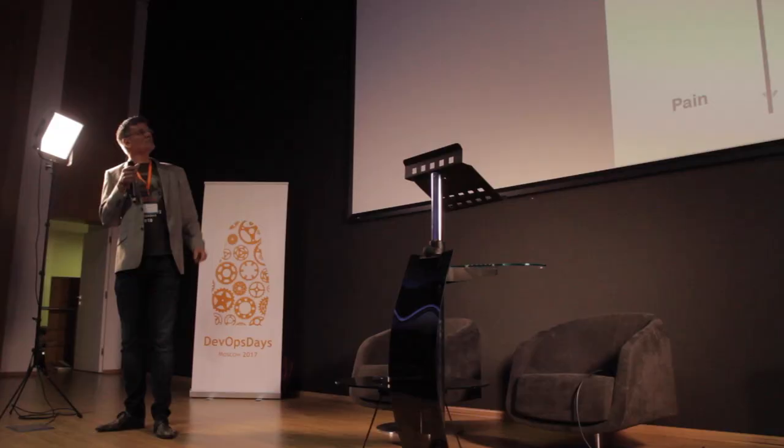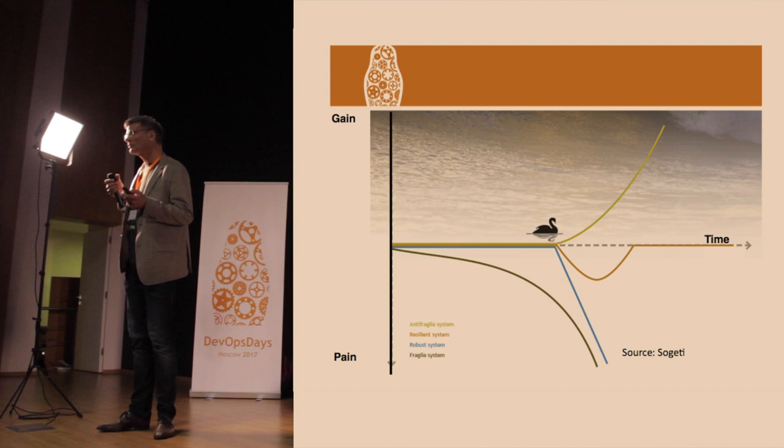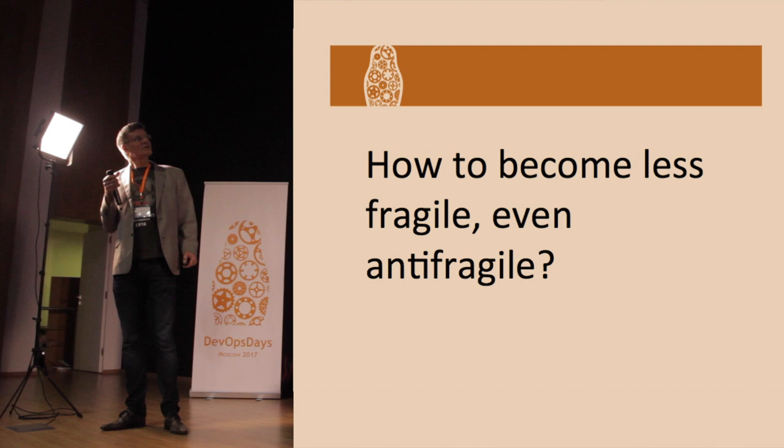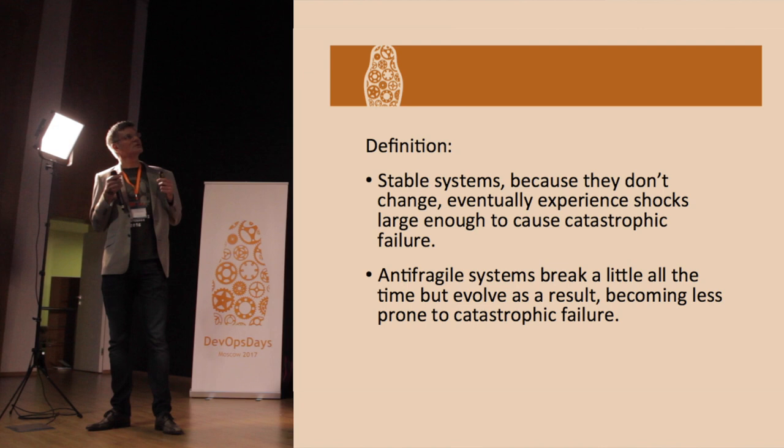So we talked about this graph before. If you are not anti-fragile, how can you become more anti-fragile? For instance, if you are fragile or robust or resilient and you want to become anti-fragile, how do you do that? Well, that's actually the question. And the definition is that stable systems, because they don't change, eventually experience shocks large enough to cause catastrophic failure. So if you think you keep it as stable as possible, to prevent any harm, well, actually what you do is you make it fragile.